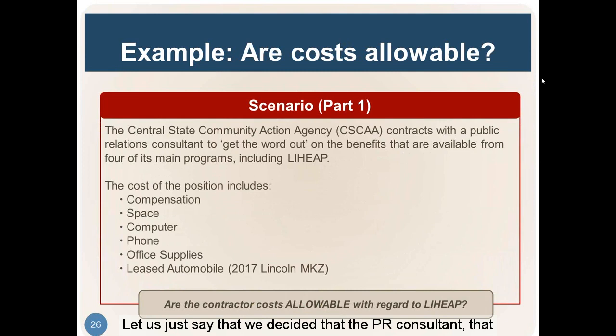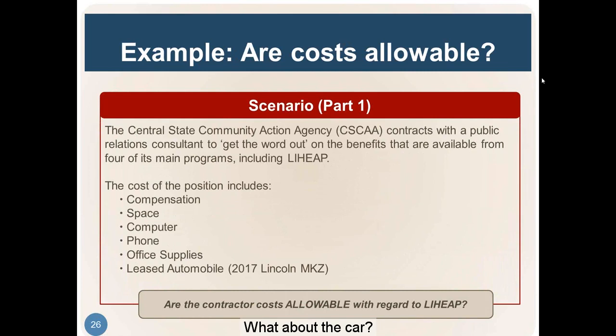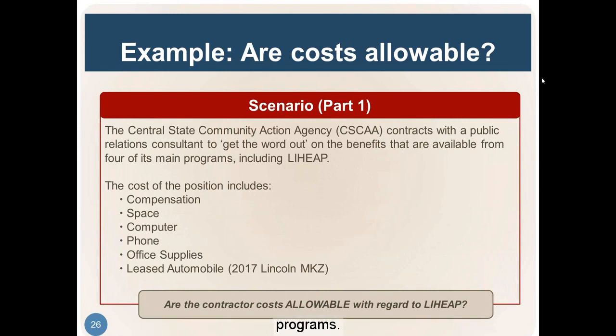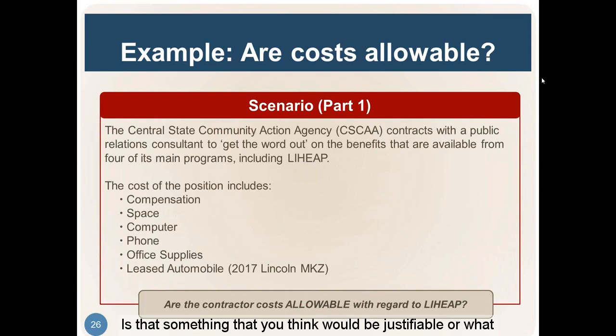Well, let's just say that we decide that the function of the PR consultant, getting the word out, is outreach, and it's allowable from that standpoint. What about the car? Let's say that a big part of the consultant's job is to travel to meetings, to meet with people to talk about these programs. Is that something that you think would be justifiable, or what other information would you need?